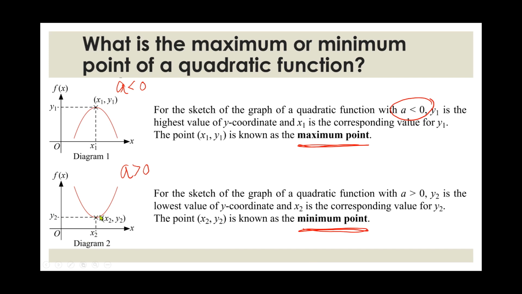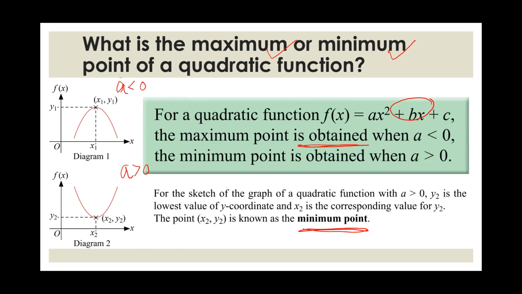Now after you have learned the maximum and minimum point, there's one more thing that you are going to identify, that is the axis of symmetry. So you just remember this part. For a quadratic function, ax squared plus bx plus c, the maximum point is obtained when a is less than 0. Sometimes you cannot see the graph. They only tell you about this.